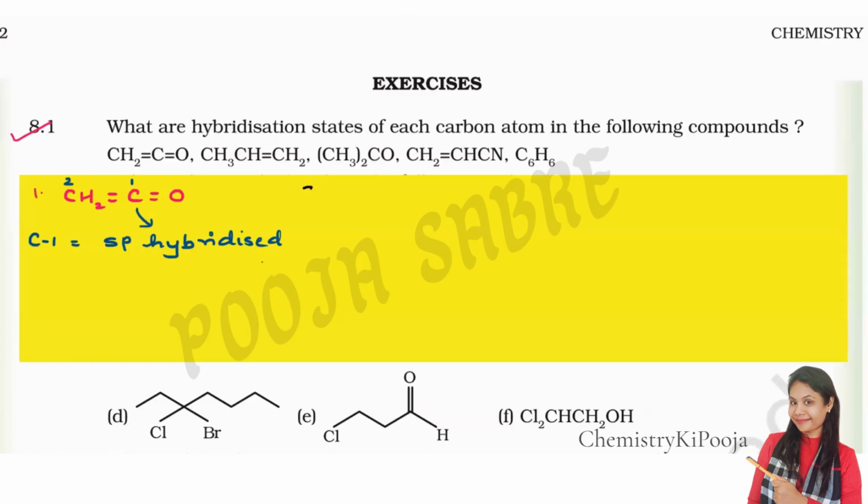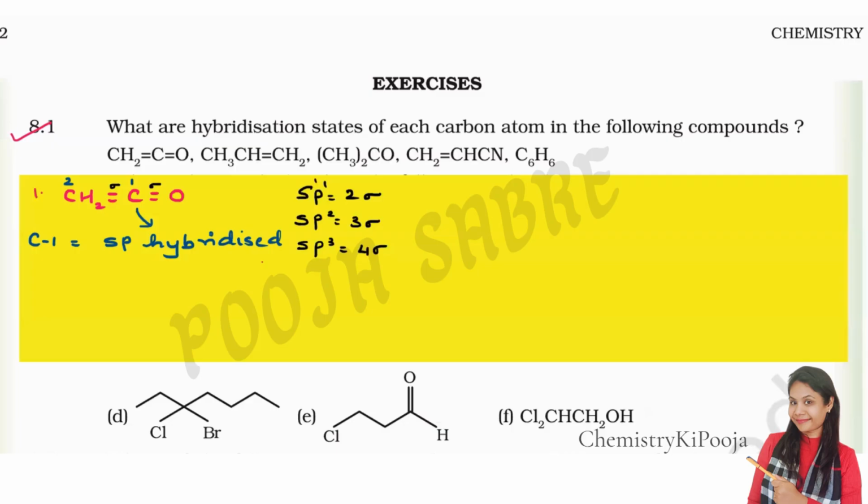When I talk about sp, if there are 2 sigma bonds, this 1 and 1, 2 sigma bonds, then it is sp. If there are 3 sigma bonds, then it is sp2. If there are 4 sigma bonds, then it is sp3. Over here, for the first carbon, I can see there is 1 and 1, that means a total of 2 sigma bonds. So the first carbon atom is sp hybridized.